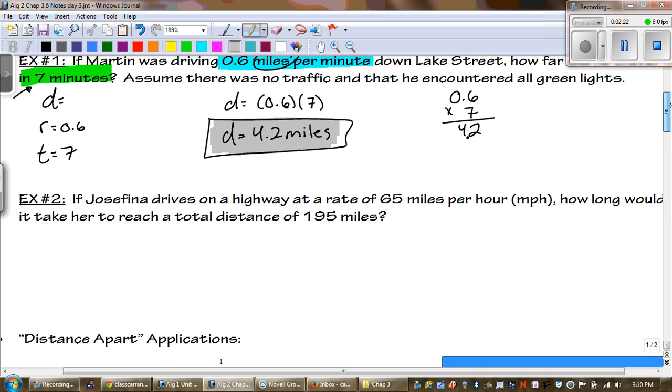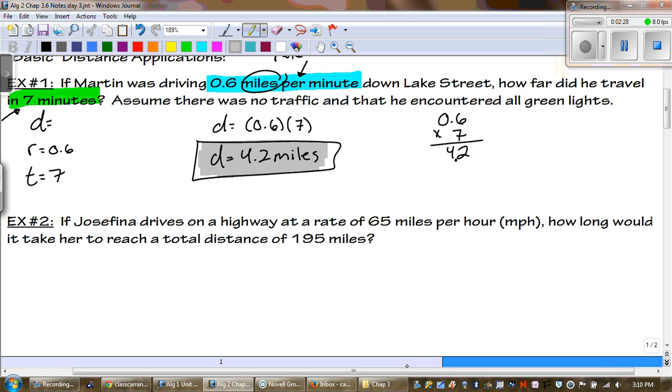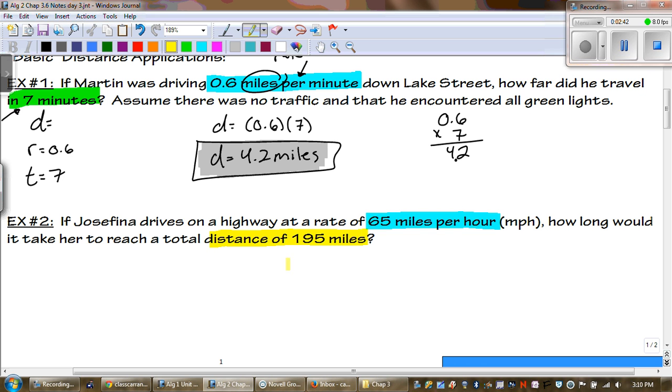Let's look at our next one. Example number 2. If Josephina drives on a highway at a rate of 65 miles per hour, how long would it take her to reach a distance of 195 miles? So they're telling us something different this time. They told us the rate again, it's 65 miles per hour, but they told us our distance. So the thing we're trying to figure out is the time.